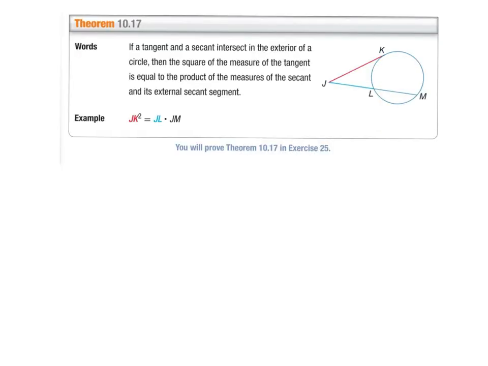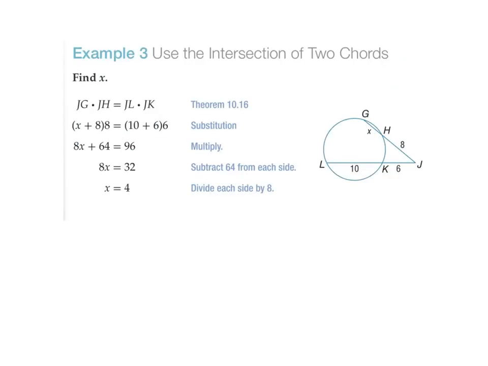And that changes when you've actually got a single point and it makes a tangent. All right, this time it's the tangent squared equals the length outside multiplied by the whole length. So be careful, two different times when they're outside the circle. And as you can see from example 3, okay, it's the 8 times the whole thing, which is 8 plus x. So 8 times 8 plus x. And the 6 is on the outside, so it's 6 times the whole length, which in this case is 10 plus 6, which is 16.